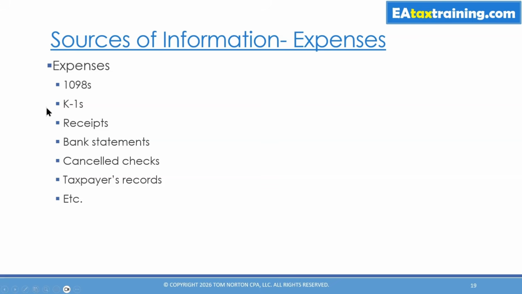Again, we've got the K-1 forms. They can report not only income, but expenses. And there can be receipts that the taxpayer had to show expenses. There can be bank statements that showed amounts that were paid, canceled checks, again, the taxpayer's own records, and etc.